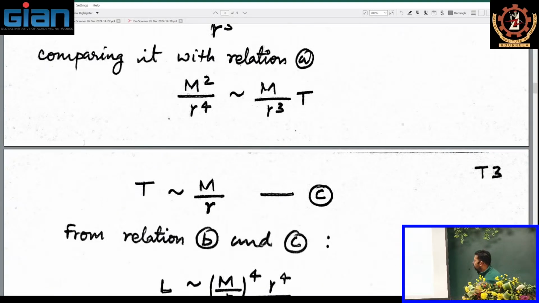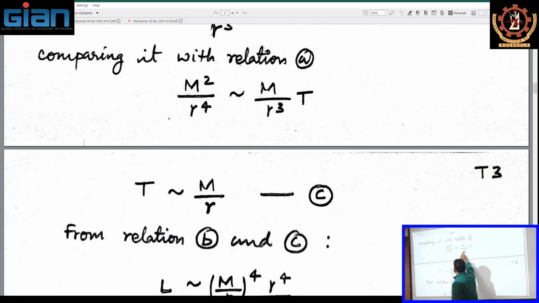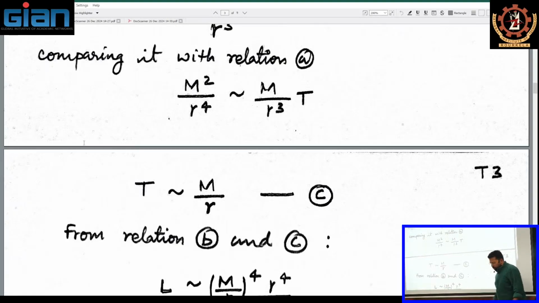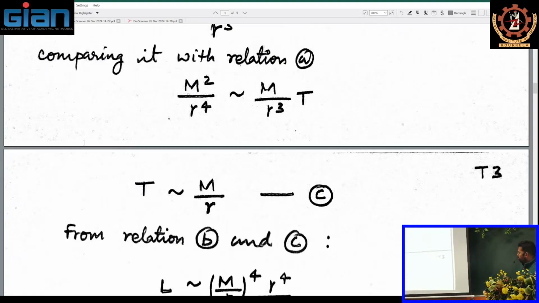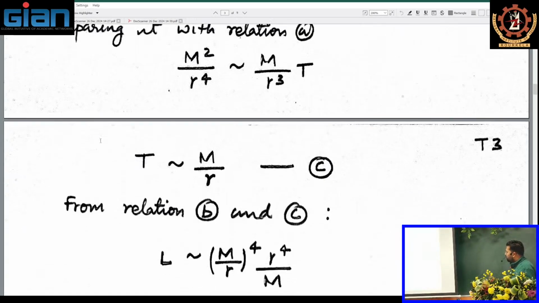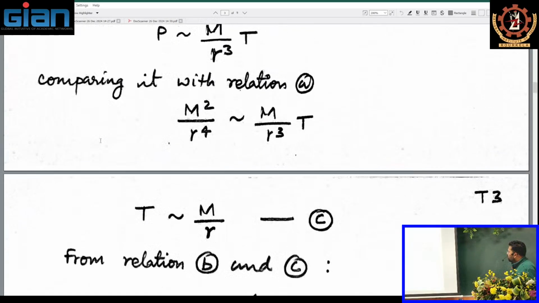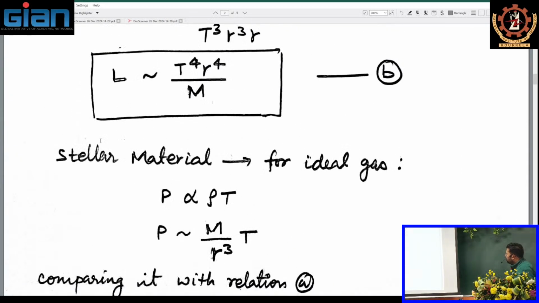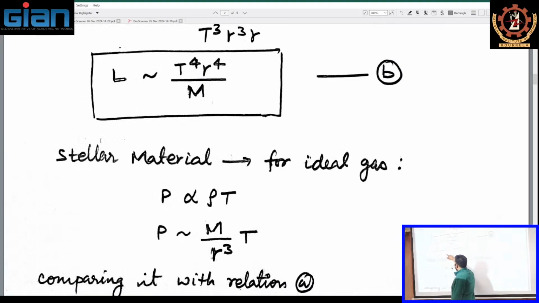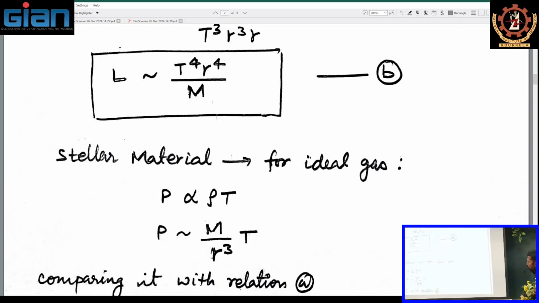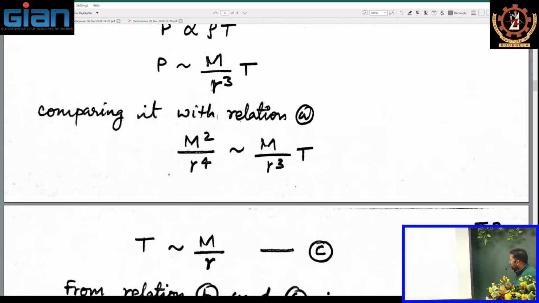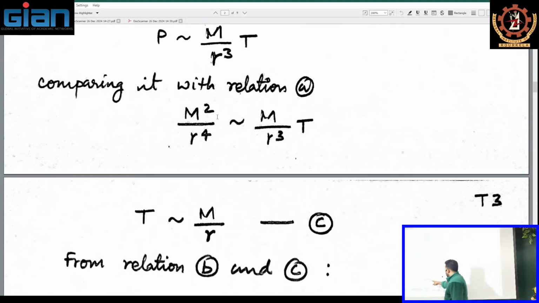Now if you simplify this, you have R to the power 4 and R to the power 3, which will lead to only one R, and we have M square and this M. So eventually you have T which is proportional to M divided by R. Let's say this is relation C. So now we have a relation between T, M and R. Now look back at relation B, which is the relation between luminosity, temperature, radius and mass, and now you have a relation between temperature, mass and the radius.